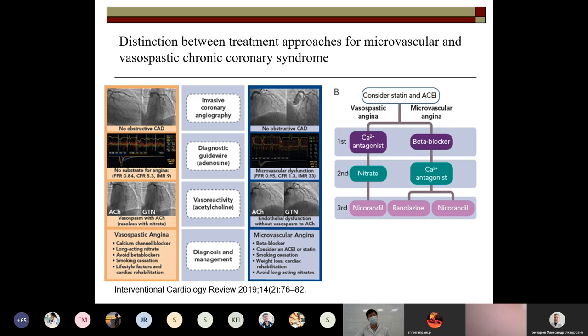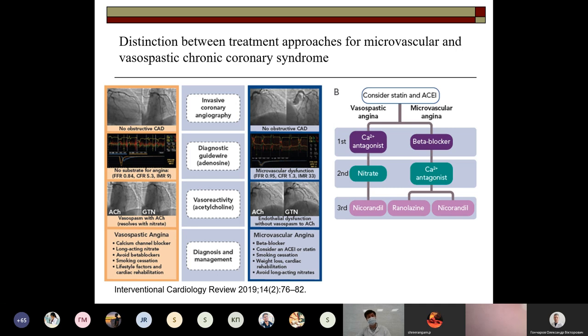At the end of my lecture, please recognize a very practically useful algorithm to choose what kind of step-by-step therapy should be used in a patient with overlap, for instance, in this example. The concept of statins and ACE inhibitors is the basic therapy applied for all asymptomatic patients. The next situation depicted in the presentation is the clinical presentation of vasospastic angina and microvascular angina. If vasospastic angina is present, please use calcium channel blockers as the first component, and then nitrates can be added, and then nicorandil as the switch or add-on therapy, so-called triple anti-angina therapy.